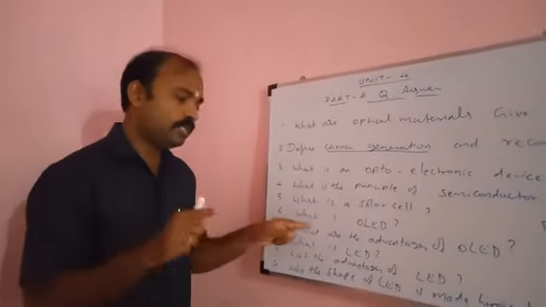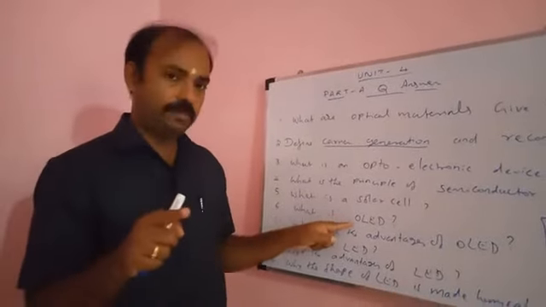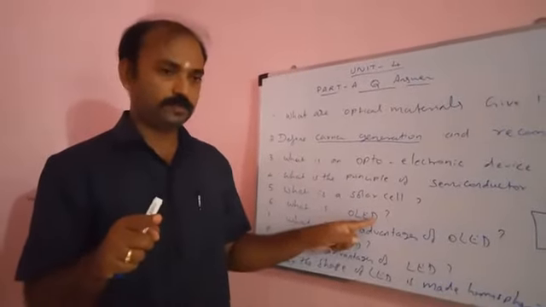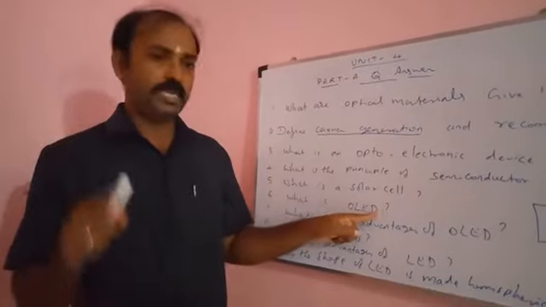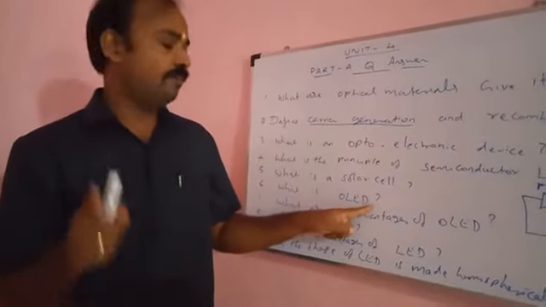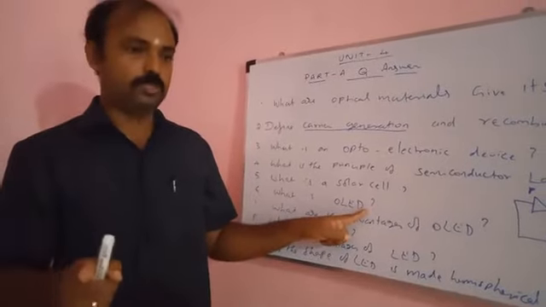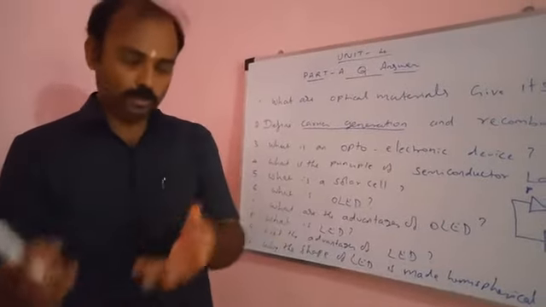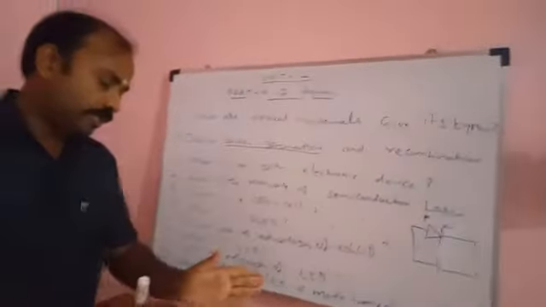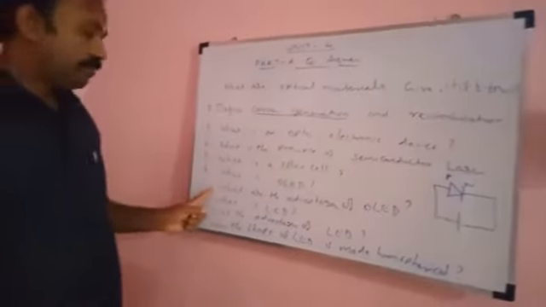So once again, what is OLED? OLED means organic light emitting diode. It is a solid state device made up of thin film of organic molecules that produces light with a suitable application of electric current.